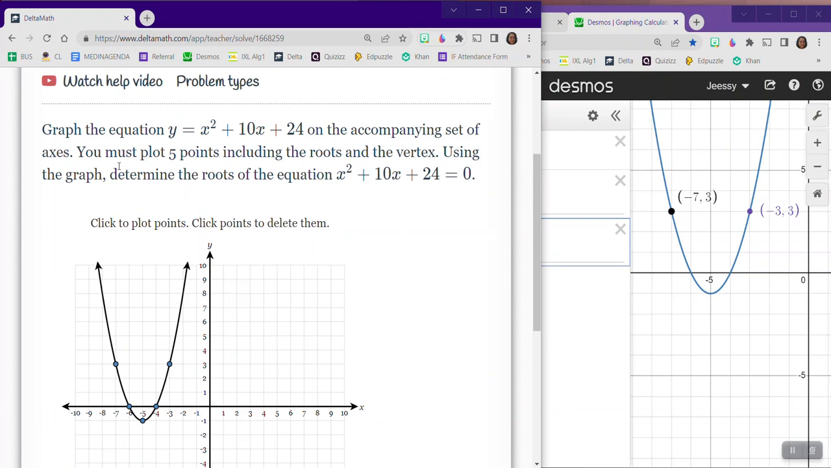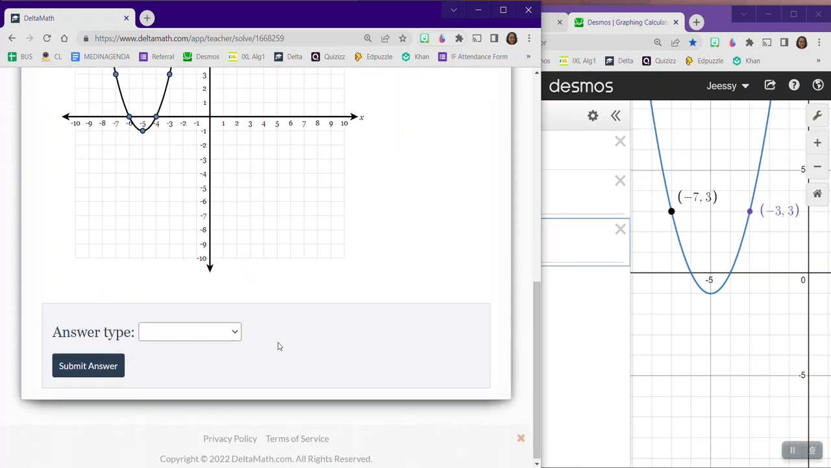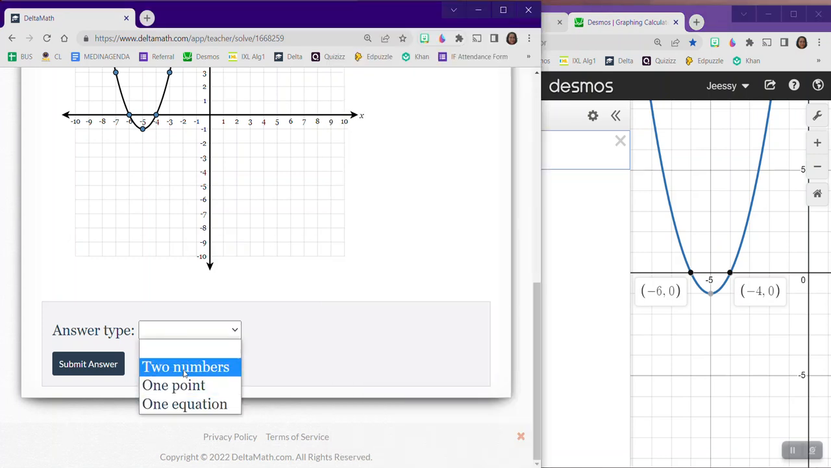All right, so now that we plotted, using the graph, determine the roots. So the root is where the function crosses the x-axis. So how many times does this cross the x-axis? Here and there. Okay. So this one and this one. So it's 2 points.